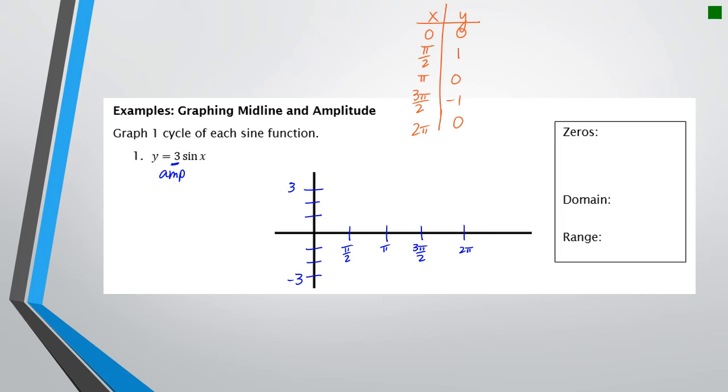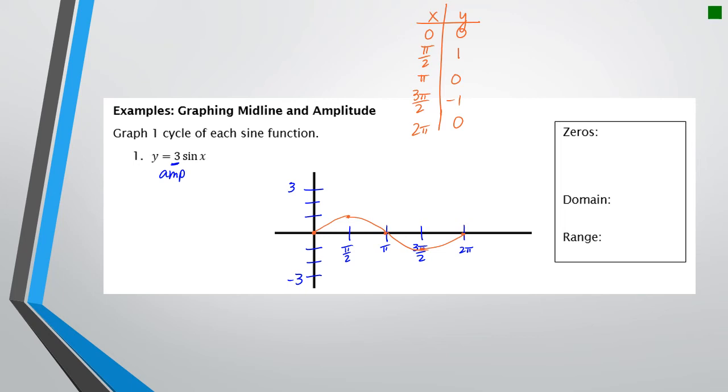So I'm going to do those in orange. So 0, 1, 0, -1, and then back to 0. So this orange line right here represents the parent function. And what I'm doing is a function that is 3 times higher and 3 times lower. So I'm going to do that one in blue.